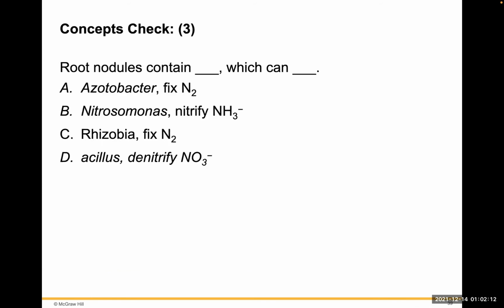Okay, so root nodules contain what, which can do what? So in the roots, which system is present in the roots? Azotobacter, Nitrosomonas, or Rhizobia, or Bacillus?